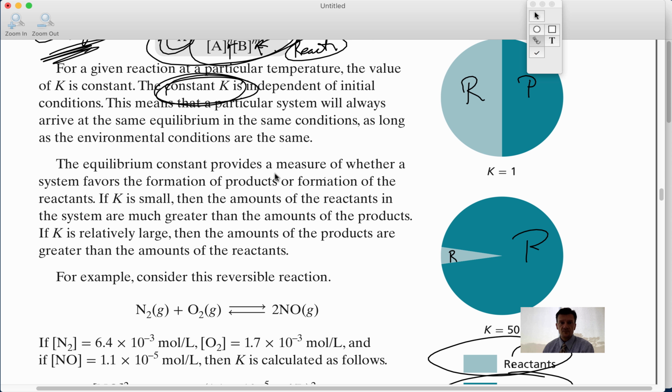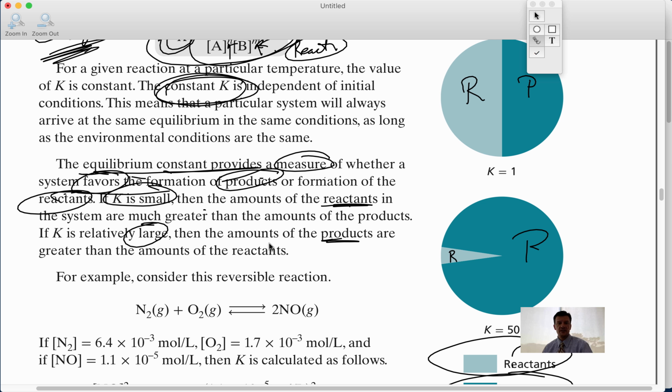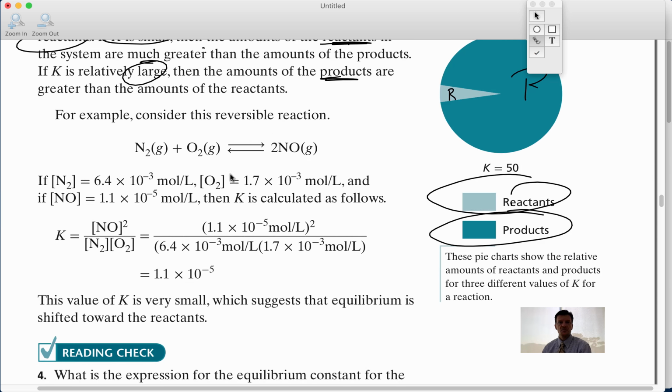So the equilibrium constant provides a measure which tells us what is favored. Are the products favored, or are the reactants favored at equilibrium? As I said, if K is small, then you've got lots of reactants, and we say it's reactant favored. If K is big, that means we've got lots of products, and we say it is product favored at equilibrium.